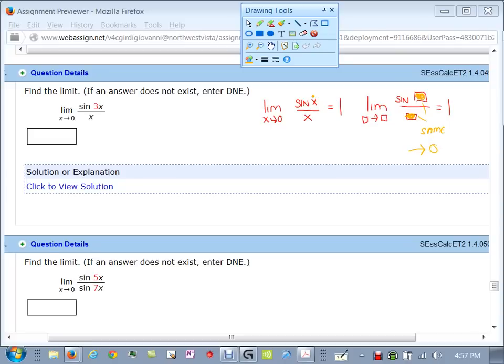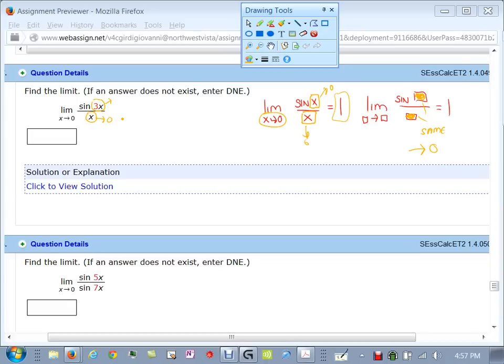So, like in this problem, this x and this x are identical. X is going to 0, so they're both going to 0. When this happens, you get 1. All right, let's use that here. So here we have, when x goes to 0, 3 times x does go to 0. And this does go to 0 also. The problem is they are not identical.